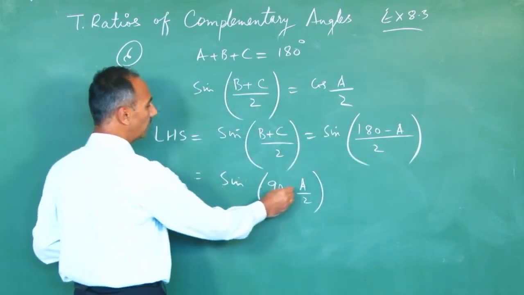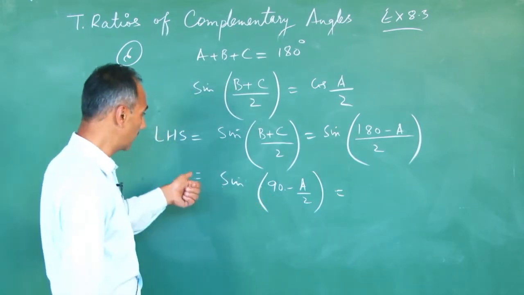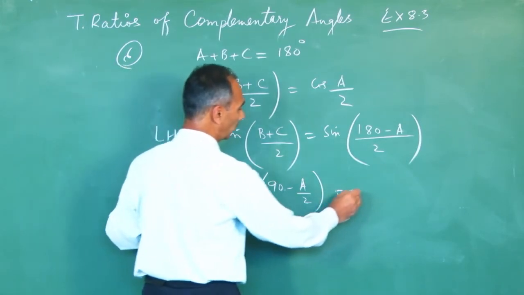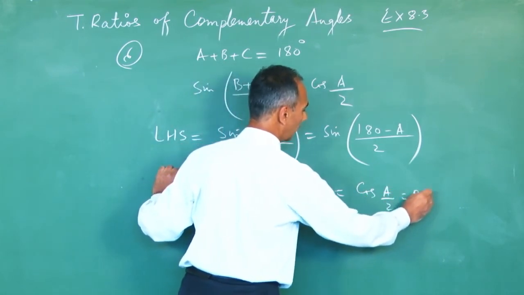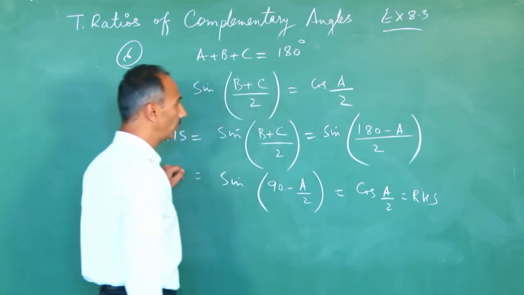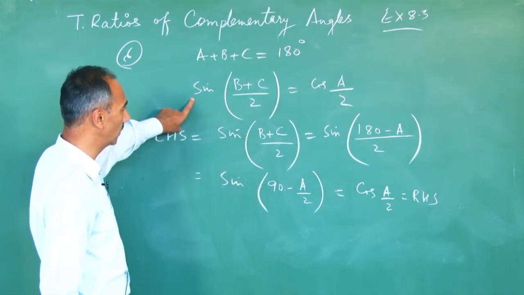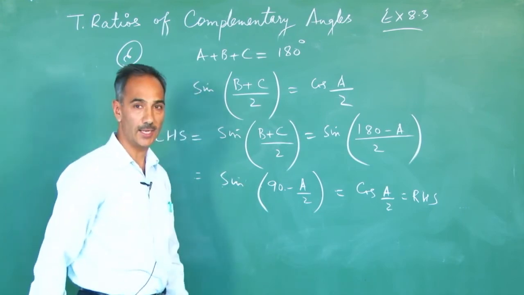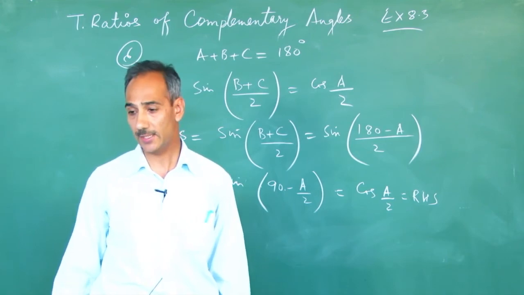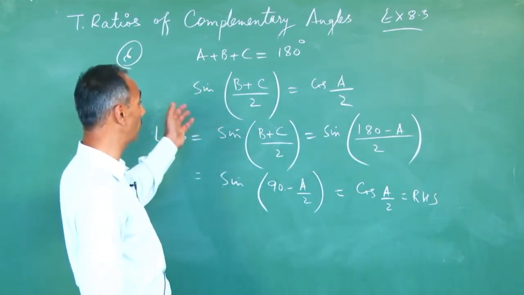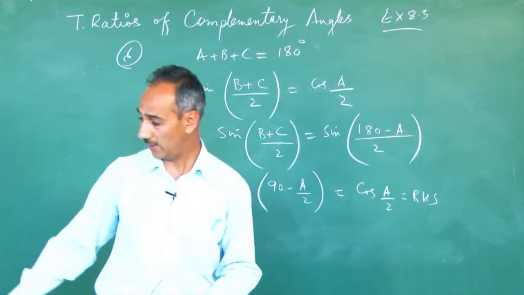Now sine 90 minus theta, where A by 2 is theta in this case. Sine 90 minus theta is cos theta, and my theta is A upon 2. That is your right hand side. So we have proved that sine of (B plus C) upon 2 is cos of A by 2, provided A, B, C are angles of a triangle. It need not be a right angle triangle, because A plus B plus C is 180 in case of any triangle.